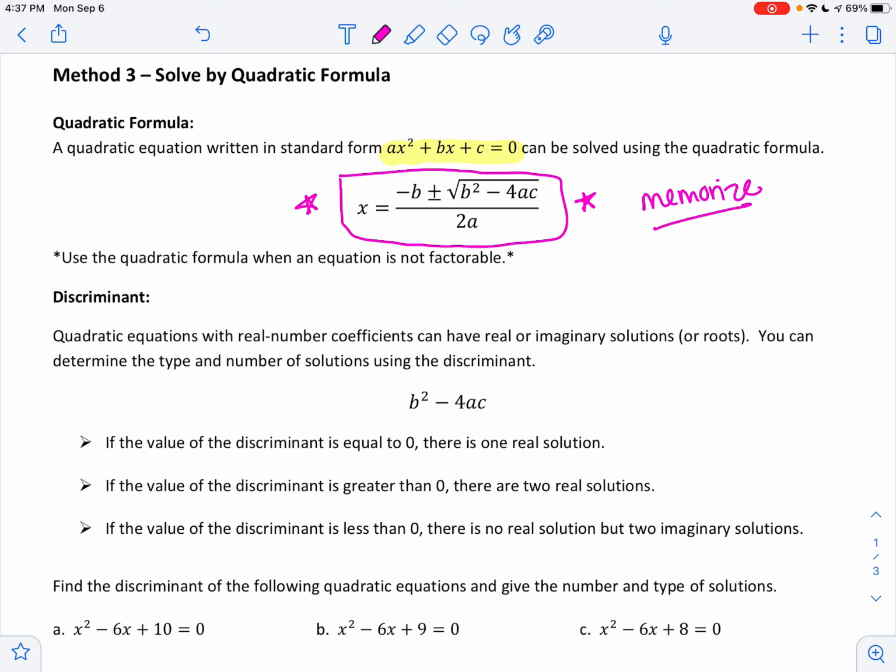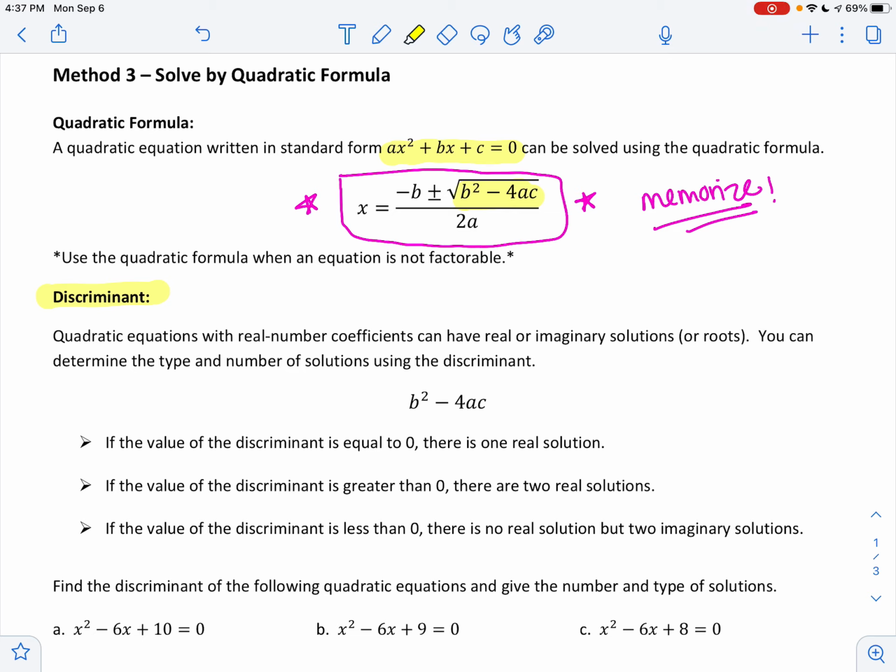This formula you will need to memorize. It will not be given to you on a test or a quiz. We're going to use the quadratic formula when an equation is not factorable. The first part that I want to talk about of the quadratic formula is the radicand. Remember, the radicand is the part underneath the square root symbol. The radicand here has a special name. It's called the discriminant.